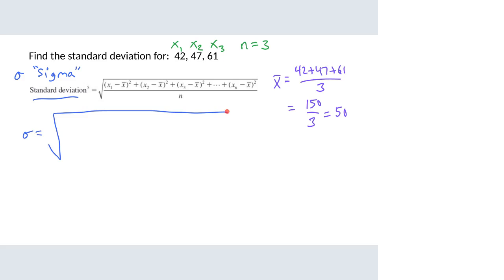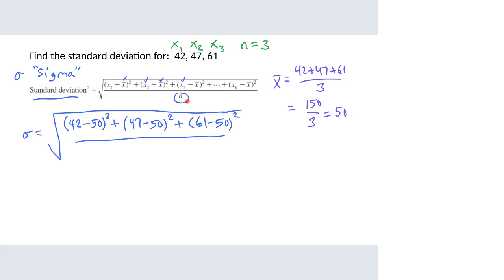Now look at my formula here. I have x sub 1, that's 42, minus the mean, which is 50, squared, plus x sub 2, which is 47, minus the mean, which is 50, squared, plus x sub 3, which is 61, minus the mean, squared. And that's all divided by however many data points we have, which is 3. So we've plugged in everything. Before I go forward, I want to give you a chance to ask any questions you have. I want to make sure that all those numbers in all those places make sense before we go forward.